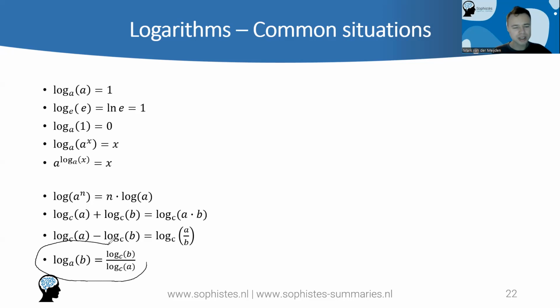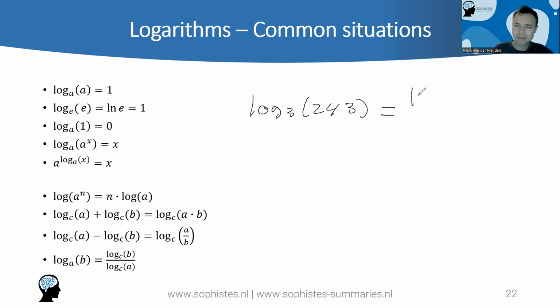And then this one was the trick that was helpful to calculate something with your calculator. So if you had log 3 of 243, you want to calculate this, you could, for example, do ln 243 divided by ln 3 to get 5, right? That's a trick to get your answer here. That's what you're seeing here.